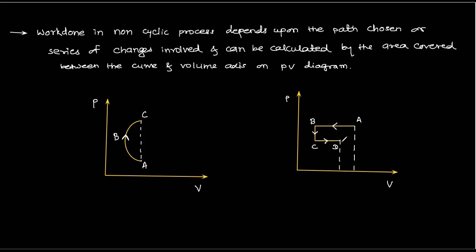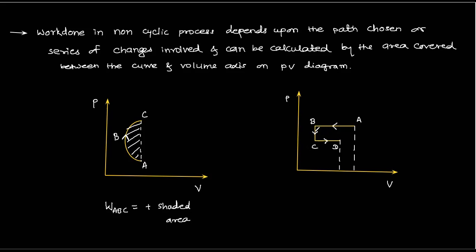Is it a cyclic process? No. You can see this is not a continuation. This is just A to B to C. So here, if you want the work done in A, B, C, you should get this shaded part. But this is also clockwise, so this is positive only. Yes or no? So positive of the shaded area. This is the work in a non-cyclic process.